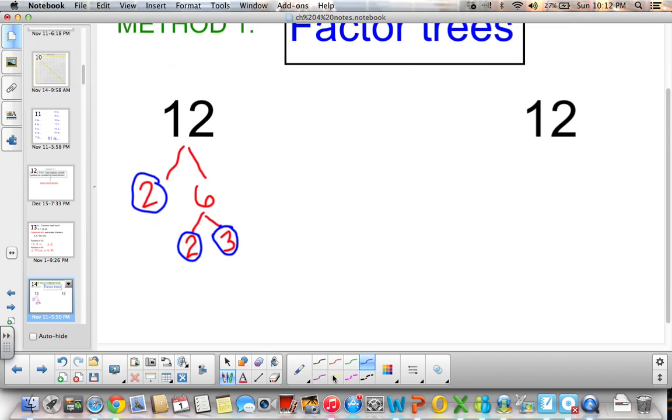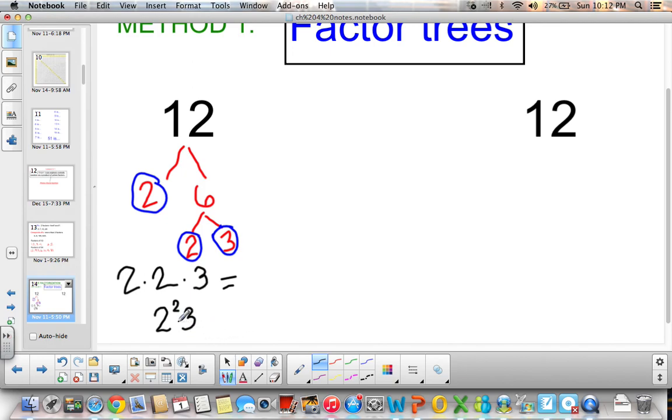Now all of my lowest numbers are circled, so I have no other numbers that I can factor out. So now I'm going to multiply it out from least to greatest. So we have 2 times 2 times 3. And the way that we write it, I know that 2 times 2 is the same as 2 squared, because we have two 2's. And then I just have one 3. So we have 2 squared times 3.